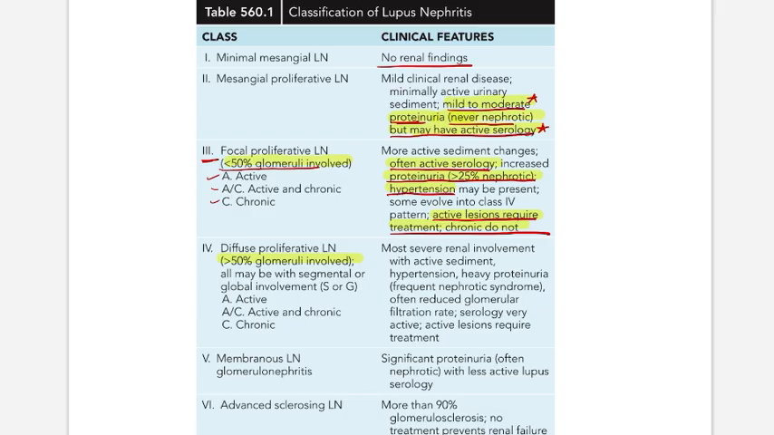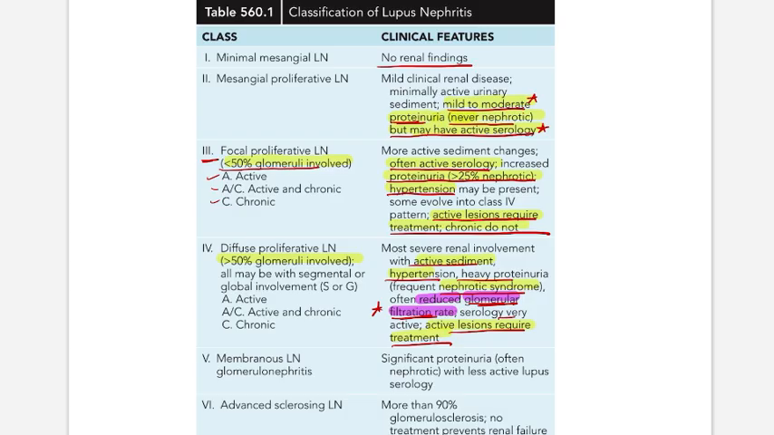We will see active sediment, hypertension, heavy proteinuria, frequent nephrotic syndrome, and reduced GFR. Serology is very active, and active lesions require treatment. I'm highlighting this: in this condition, the GFR is reduced. Other things to remember: active sediment, hypertension, heavy nephrotic range proteinuria, and active lesions require treatment.